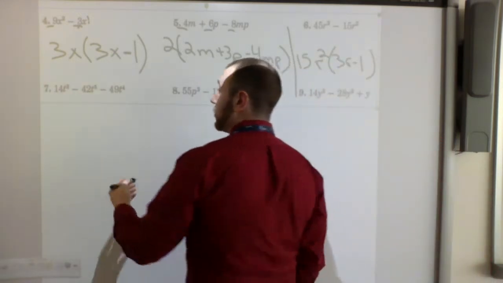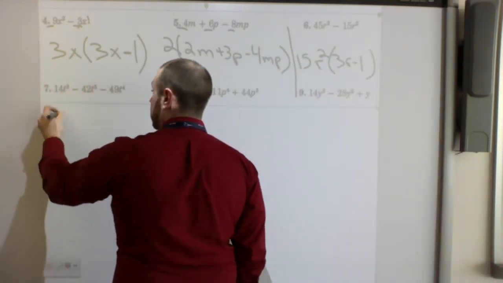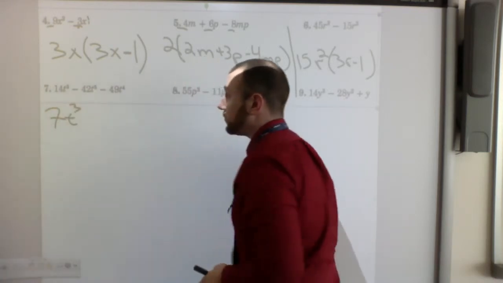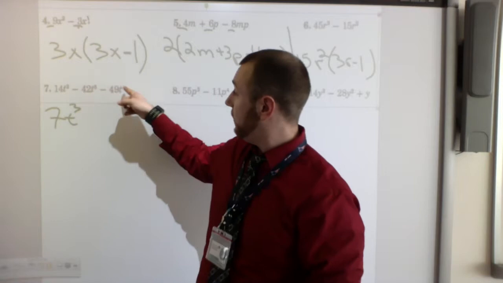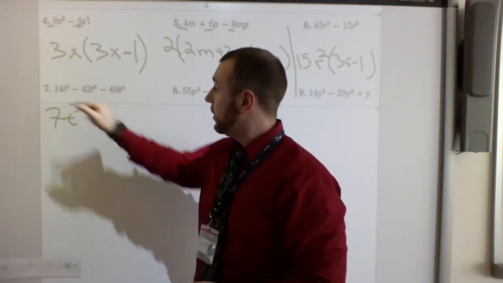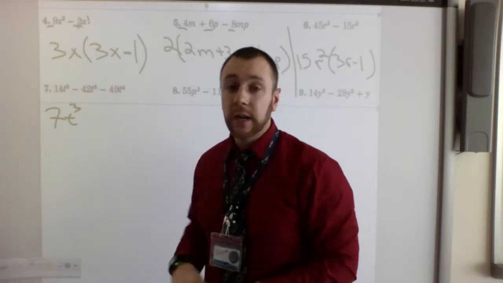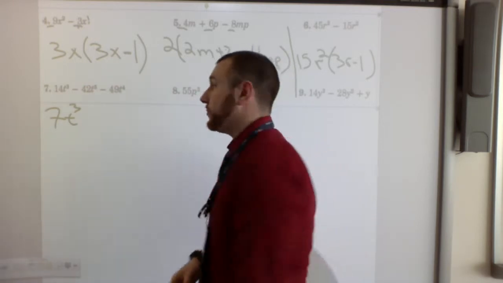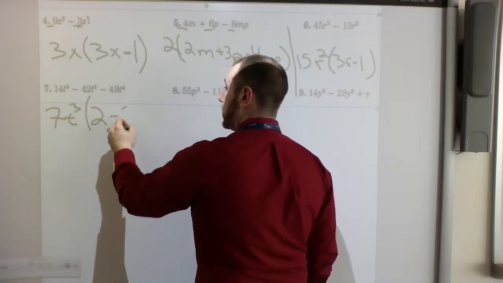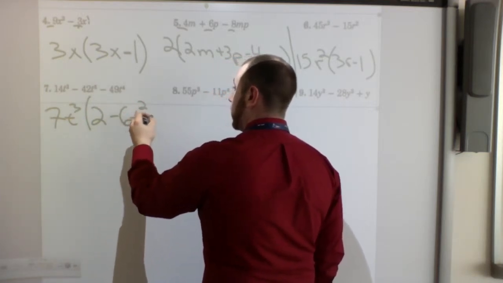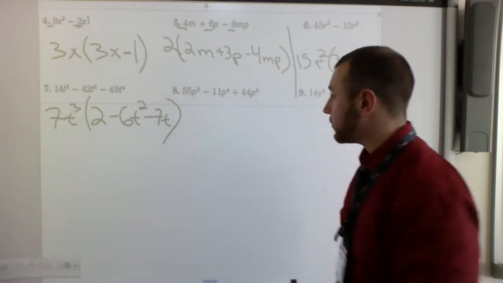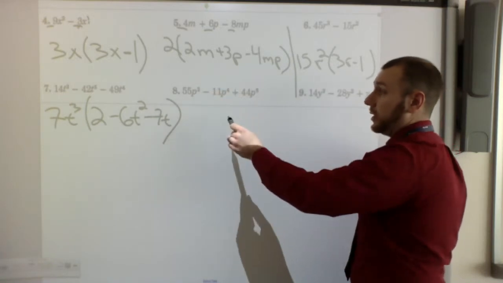I can tell you that the common term here is 7t to the third. You notice that 3, 5, 4, the exponents on the t's, 3 is the smallest. 14, 42, 49, they're all multiples of 7. So we'll be left with 2 minus 6t squared minus 7t. And I would repeat the same thing here.